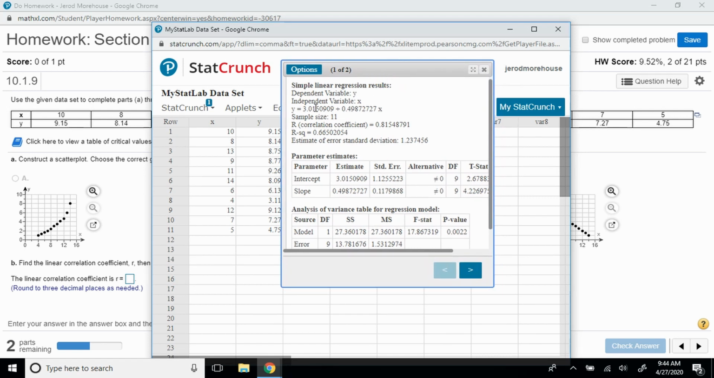Here we have the output. A bunch of stuff's going on here, so I'm going to go ahead and talk about this. It tells you that the model is y equals, here's our y-intercept, plus the slope times x. It tells us our sample size is 11. It tells us the correlation coefficient is 0.815 and some change. We have an r squared, and we have an estimated error standard deviation, and then a bunch of stuff below we'll talk about later. For this question, we only care about the correlation coefficient. So we're going to say here for 3 decimal places, 0.815.